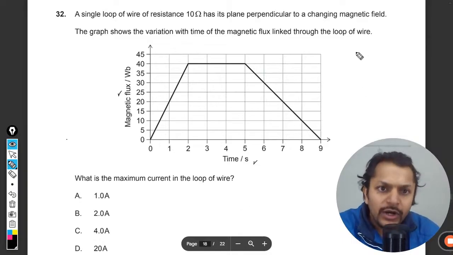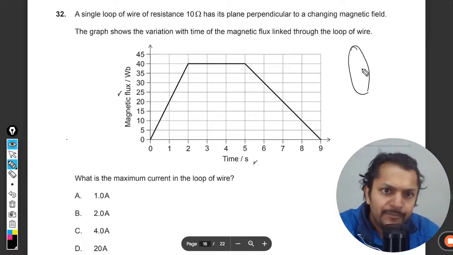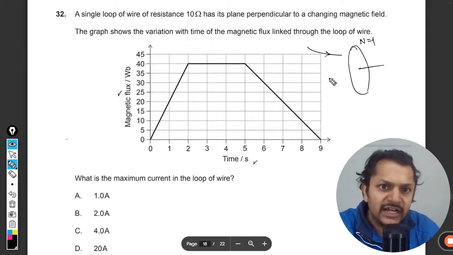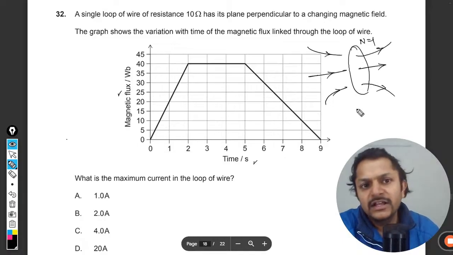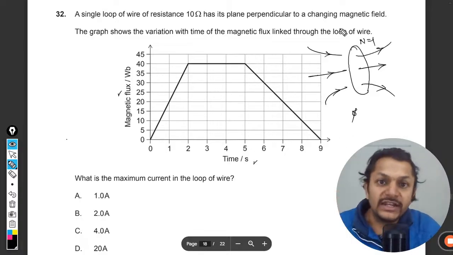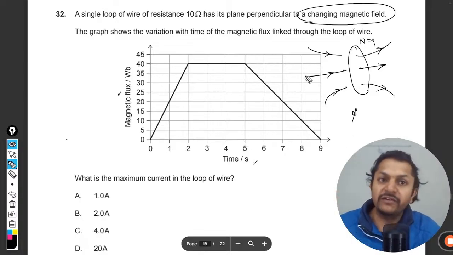Okay, so according to the question, there is only one loop. It means that n is equal to 1. There is only one loop, and the magnetic field is passing through it like this. So there is a certain value of flux and the graph is given because it is having a variable magnetic field every time.